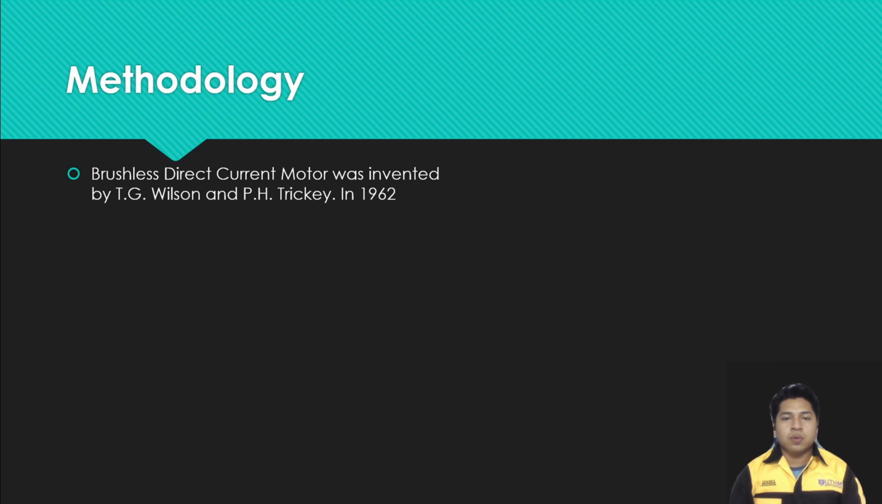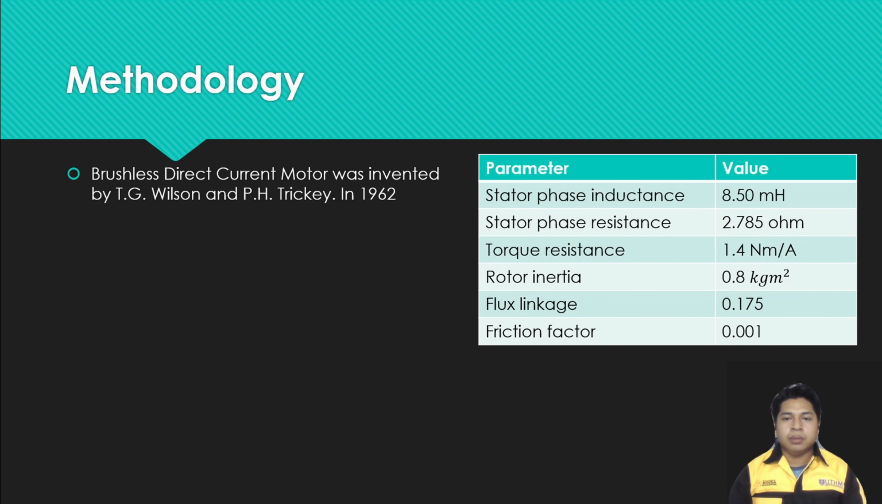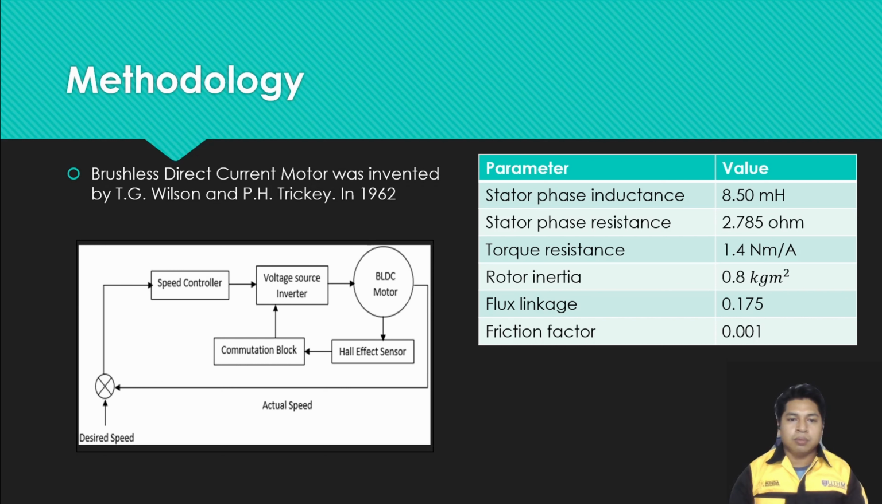Next, the BLDC motor was invented by T.J. Wilson and P.H. Rickey in 1962, but the BLDC motor only became available in 1980 because permanent magnets were only available at that time. The table beside shows the parameters of the BLDC motor used in this project. The block diagram below shows the components.